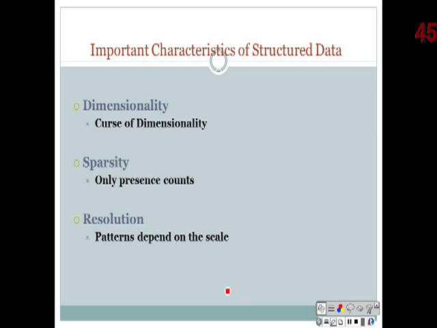Okay, important characteristics of structured data. Here we're going to talk about structured data, which we can get hold of, and unstructured data, to give you an example, is web pages, the HTML pages.